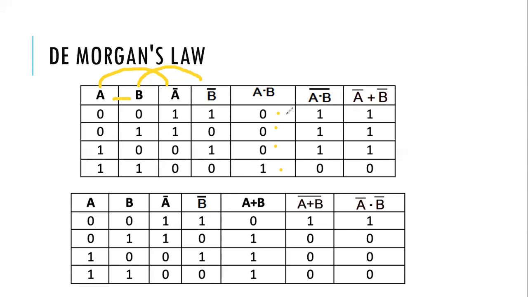Then you can take the not operator. Not operator means these zeros will be 1 and 1 will be 0. And then you can add these two columns together. When you add them together, 1 plus 1 is 1, 1 plus 0 is 1, 0 plus 1 is 1, 0 plus 0 is 0. Then you can see this column's answers and this column's answers are the same. That means this one is equal to the other one. That means the multiplication changes to addition, but the bar should be separated. This is what we call De Morgan's law.